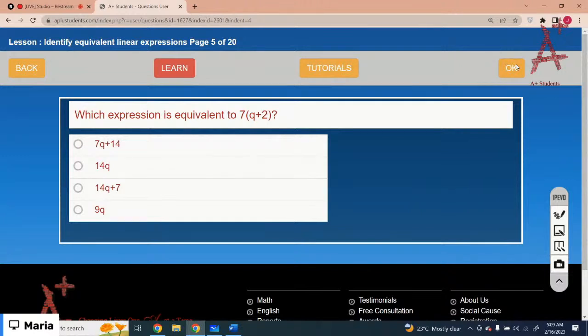The correct one is option number 1. 7q plus 14 is the correct option. Got it?